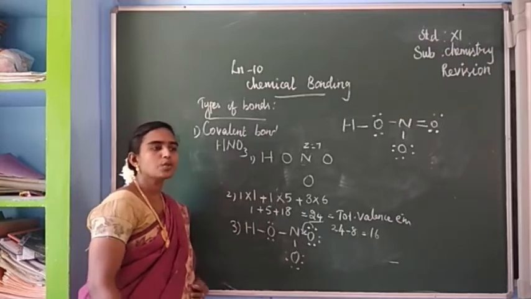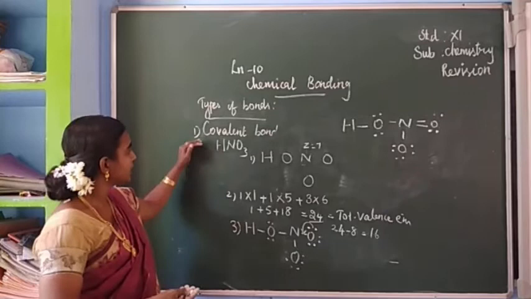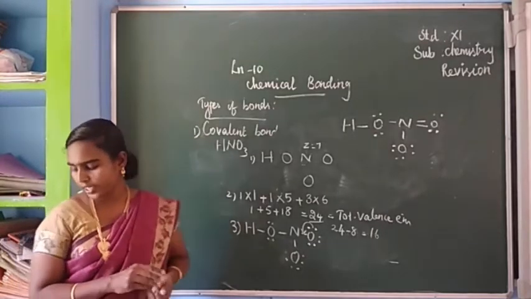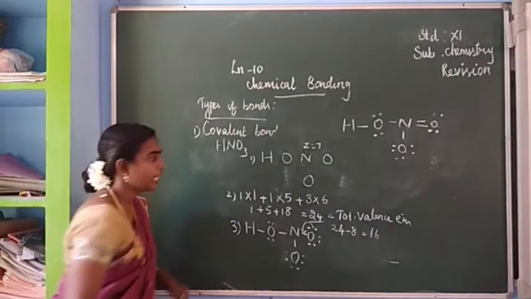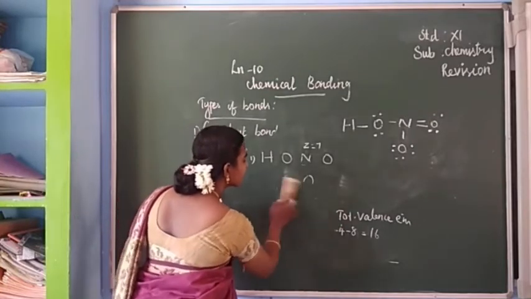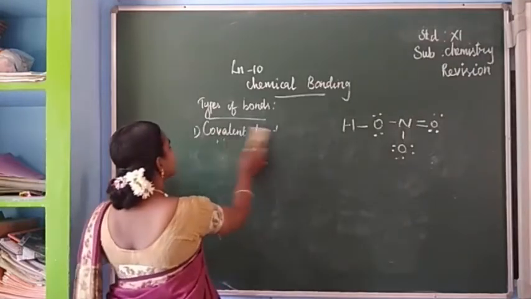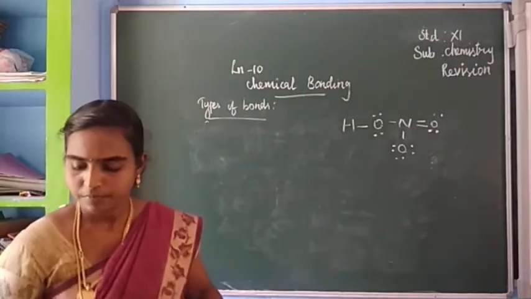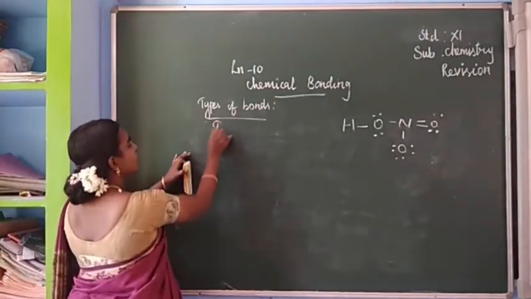Is it clear? So next, the second type of bond is the ionic bond or electrovalent bond, isn't it? These bonds are also a type of attraction between two atoms or two ions. How do they change this? Ionic bond.